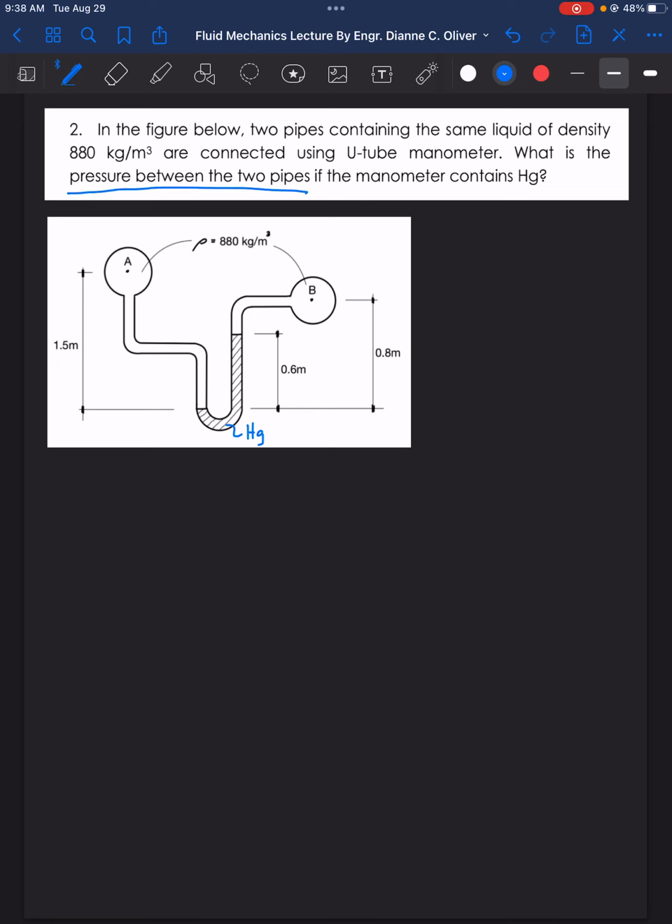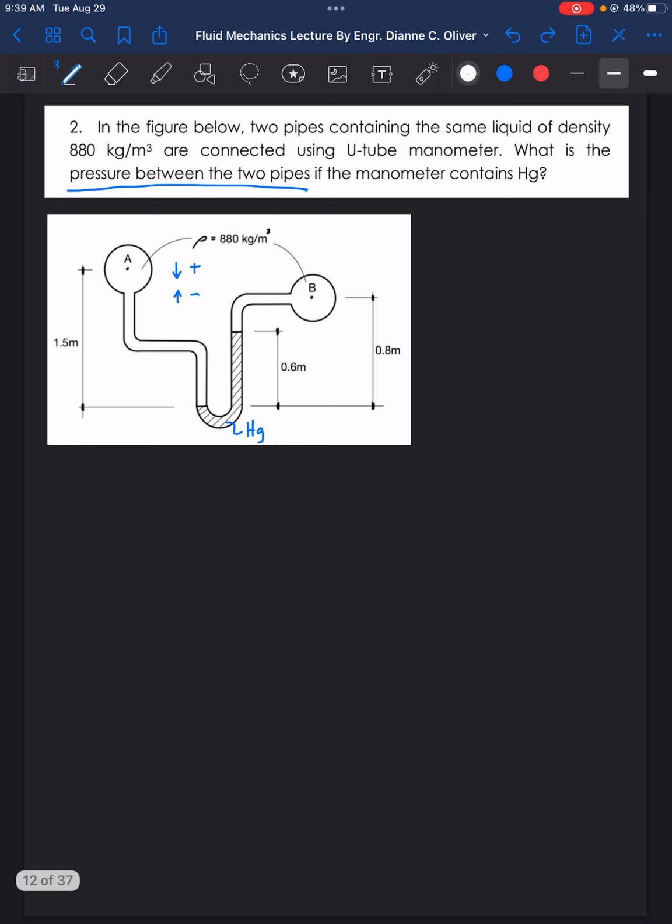Okay, while solving, let's assign that when we move downward, the sign is positive, and if we move upward, the sign is negative. So downward positive, upward negative, and I'm going to move here from point A up to point B. So I will put here first the pressure at A, because I started at point A, and then I'm going to move downward.